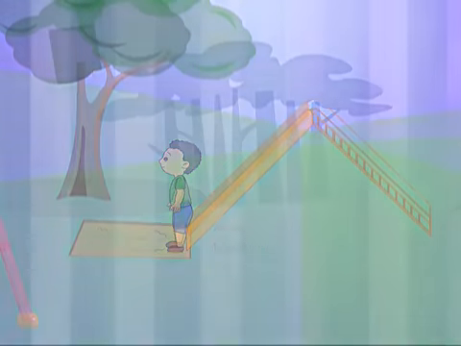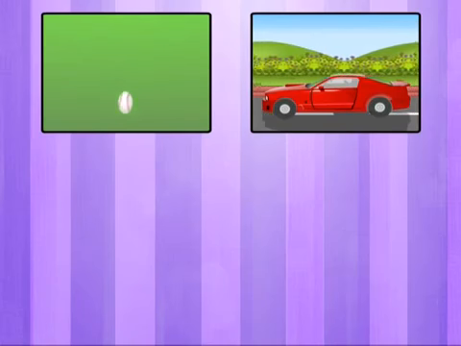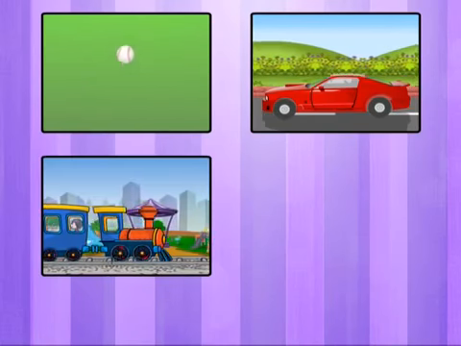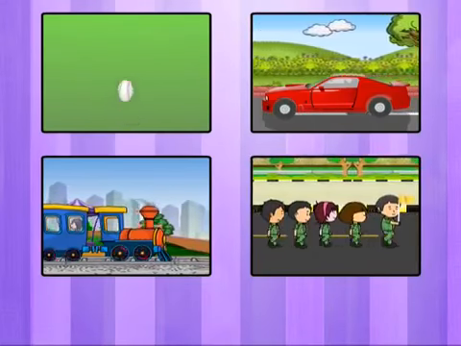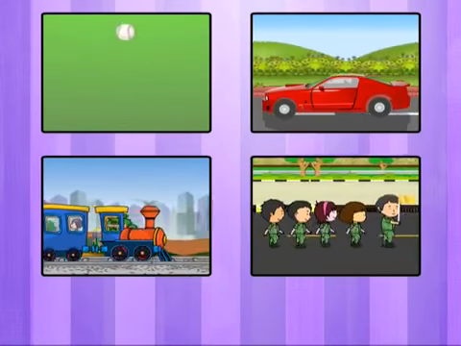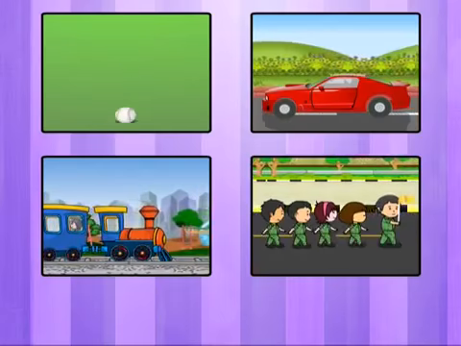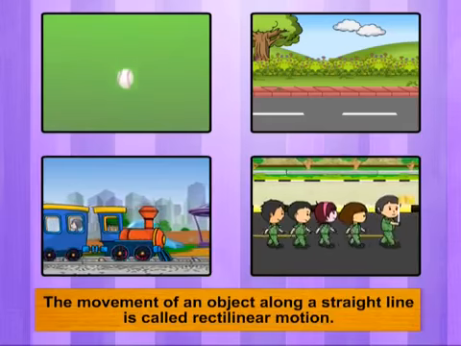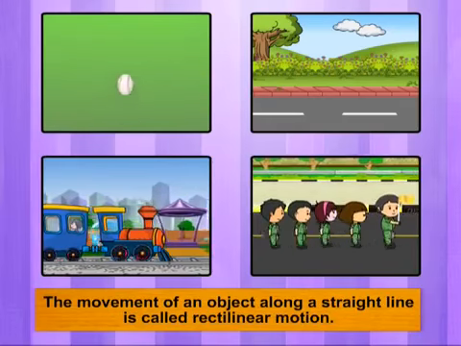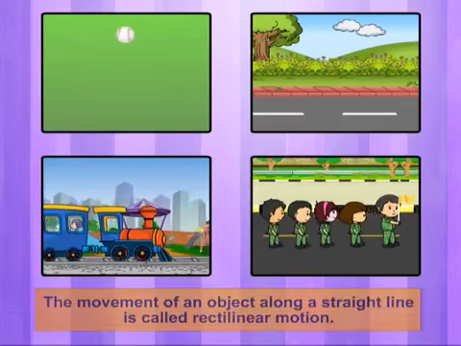Let's see more examples. Ball moving up and down in the air. Cars on a road. The toy train on a track. Soldiers marching. They all are straight line motions. Such a motion where an object moves along a straight line is called rectilinear motion.